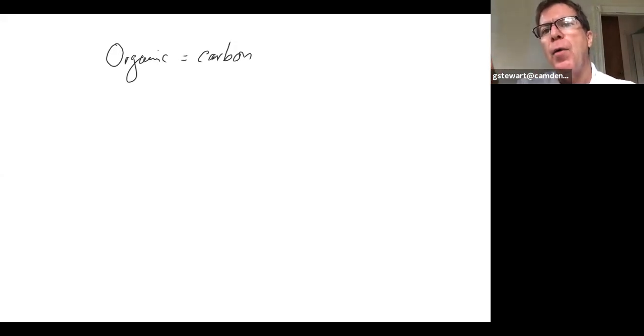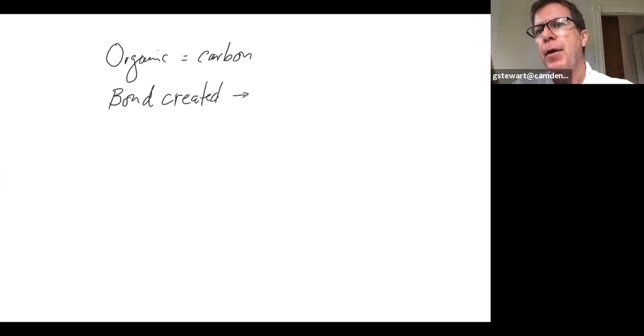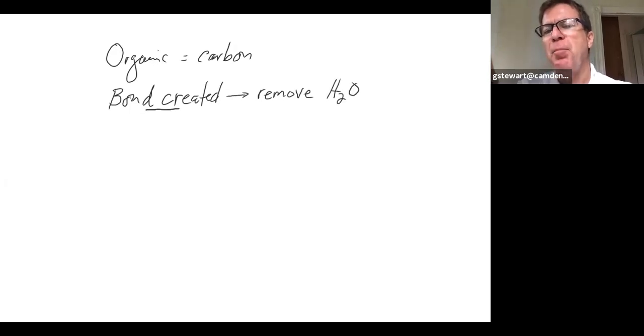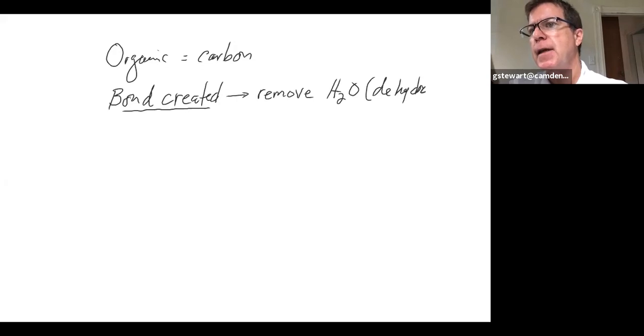When a bond is created between two organic compounds, during that process, a water molecule is removed. So I'm just going to write, the removal of water creates a bond. That's called dehydration synthesis, right? And dehydration just means taking away water. Synthesis means to create or make something. So we're creating a bond by removing water.